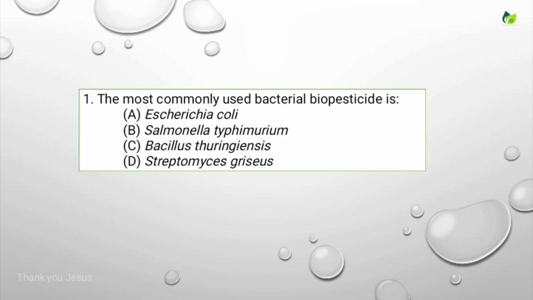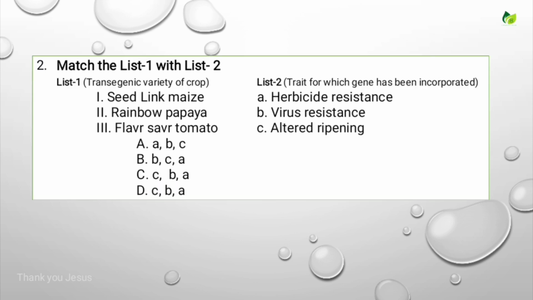First question: the most commonly used bacterial biopesticide is? Options are Escherichia coli, Salmonella typhimurium, Bacillus thuringiensis, Streptomyces griseus. For this, the correct answer is Bacillus thuringiensis, which is used as a bacterial biopesticide. Let's see the next question.